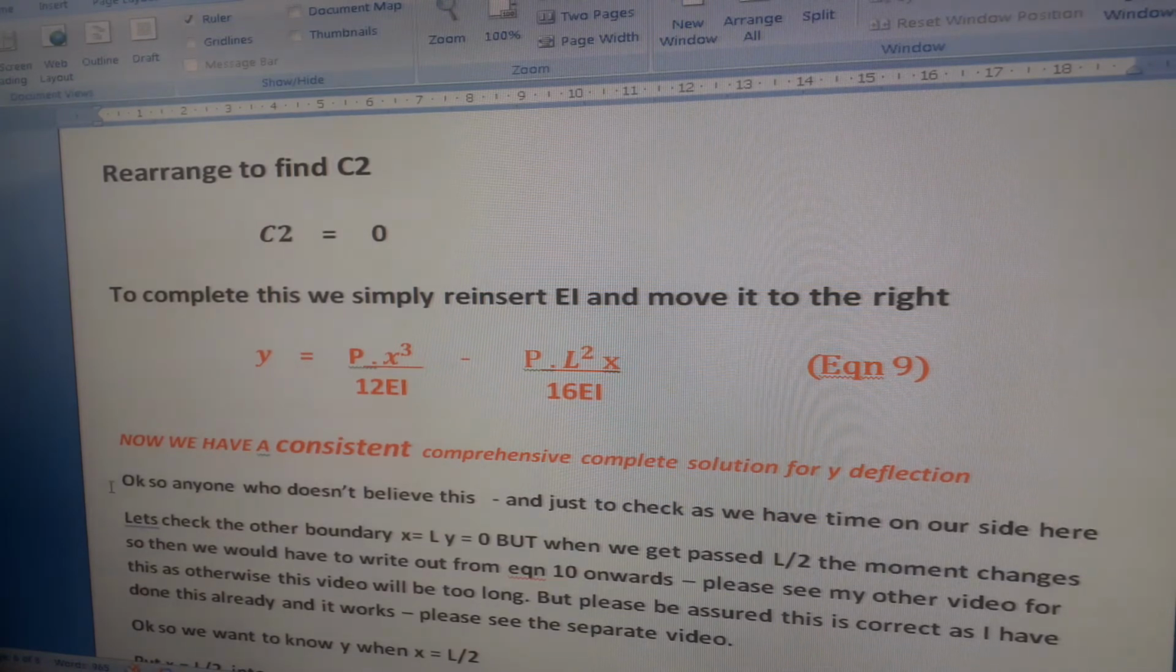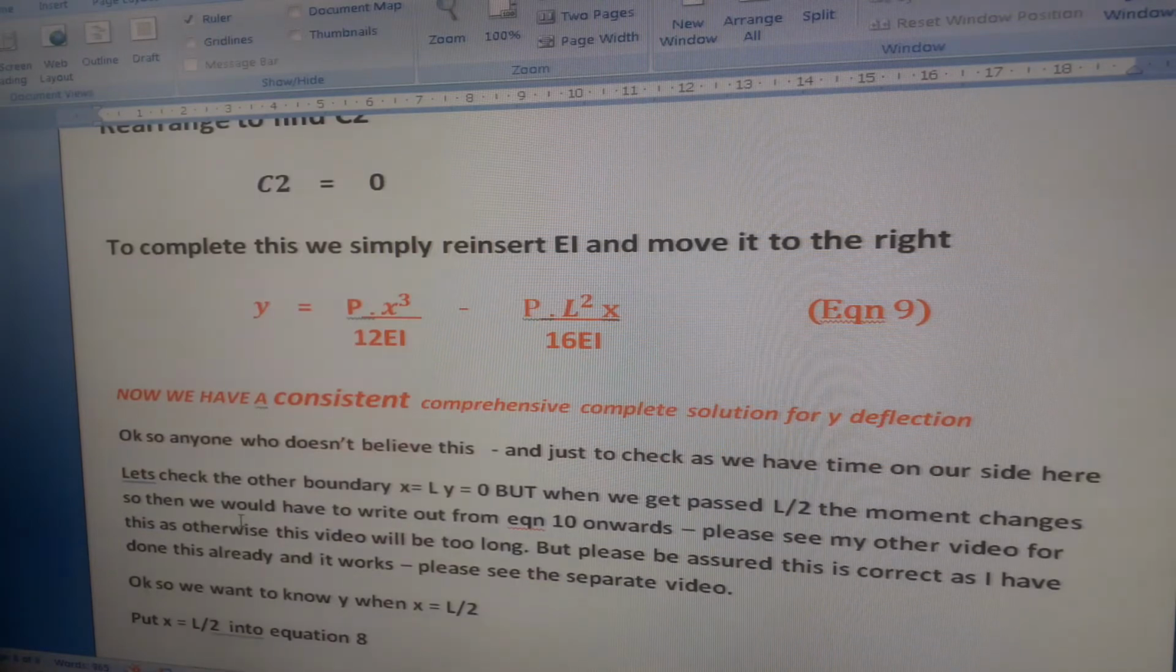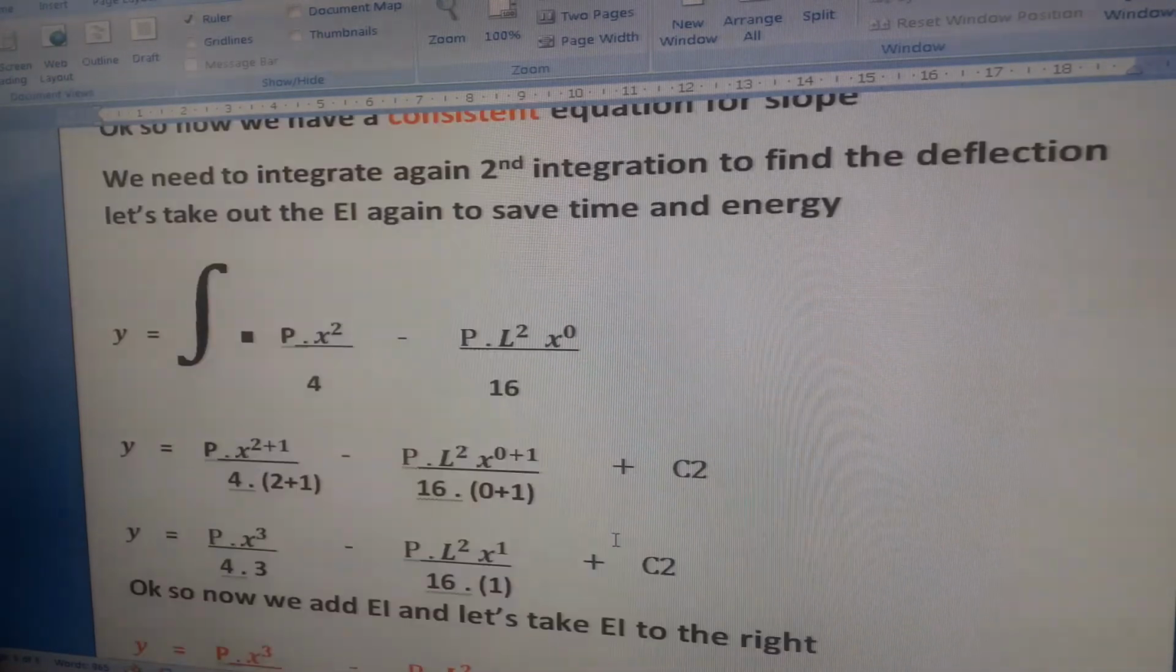So if anyone doesn't believe this, just to check, because we have time on our side here, there is another boundary condition we can check. You might be saying, why didn't he check x equals L, because y equals 0 when x equals L? But the thing was, when we get past L over 2 in the span, the moment changes. So then we would have to rewrite from equation 10 onwards.